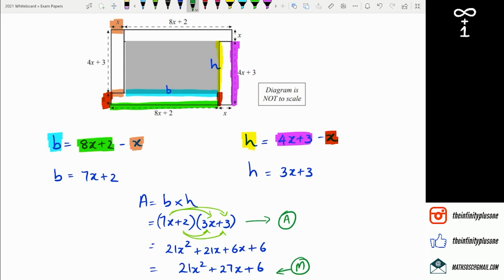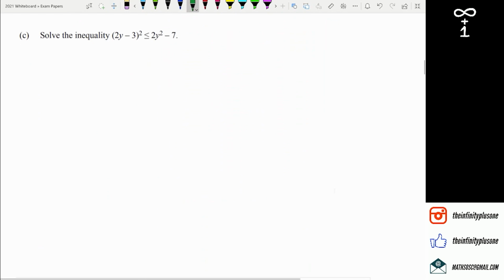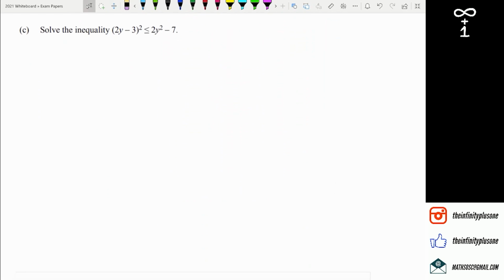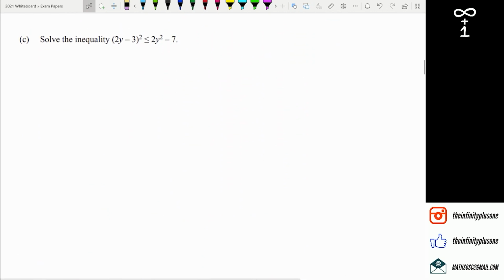Okay, so let's go to question 1C. Just have a look. All right, so what we have is an inequality question. What we need to do first is expand the left-hand side, rearrange, and then solve it out. So I'm going to expand this left-hand side.